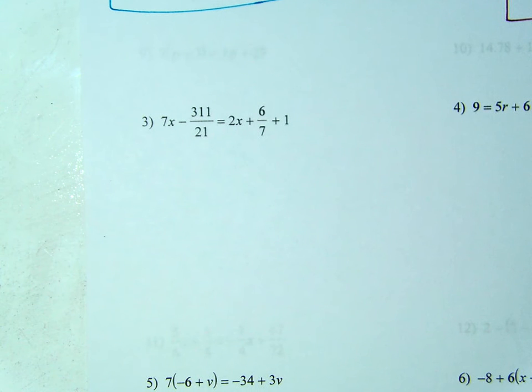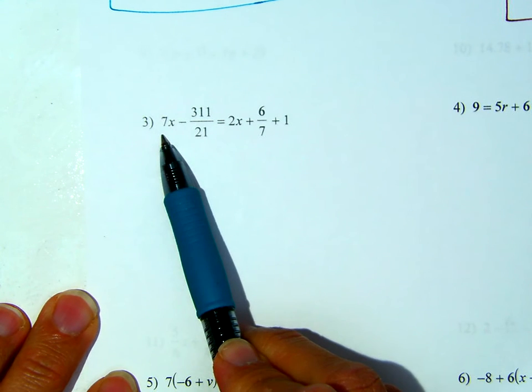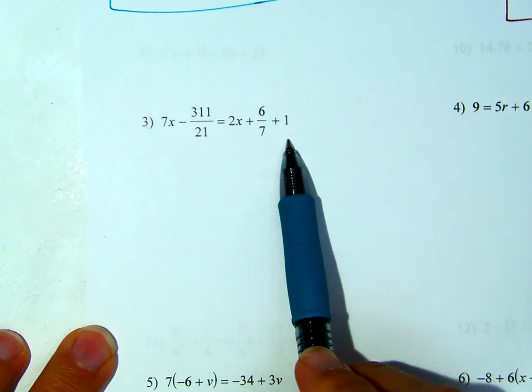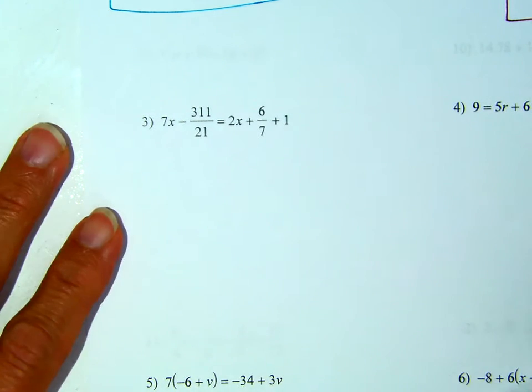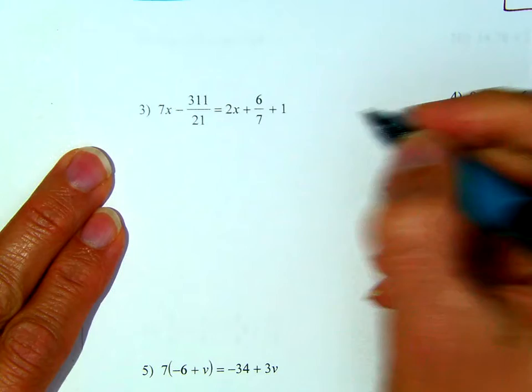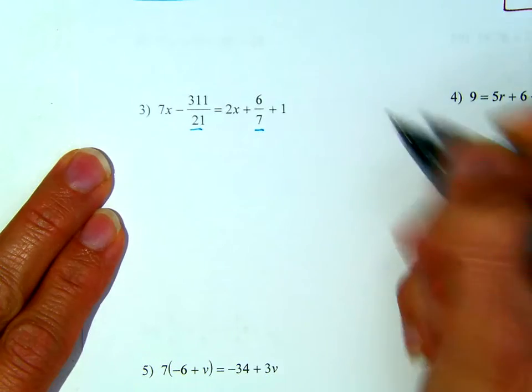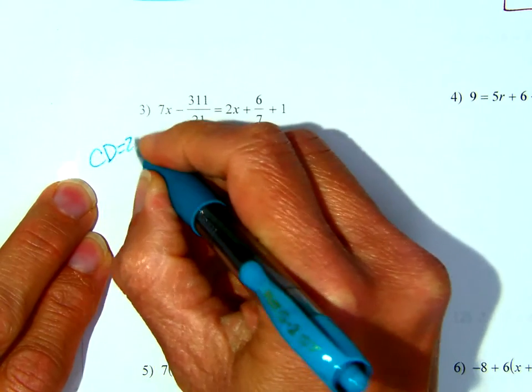This has fractions. And what we decided to do with fractions is to multiply everything by the common denominator. Now, you don't have to do that first. You could subtract 2x and get 5 so that you don't have to multiply all those things by 21. But we're going to do it the way that I've been teaching you in class. So we're going to take the common denominator. Our denominators are 21 and 7. Because 7 goes into 21, my common denominator is 21.